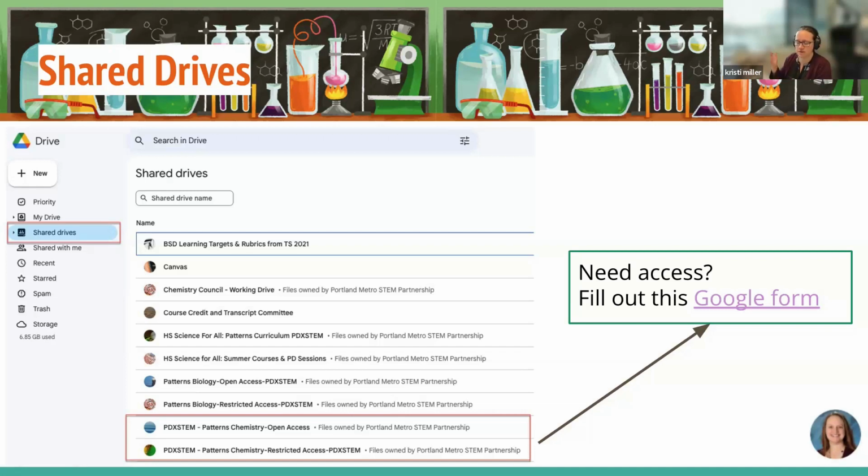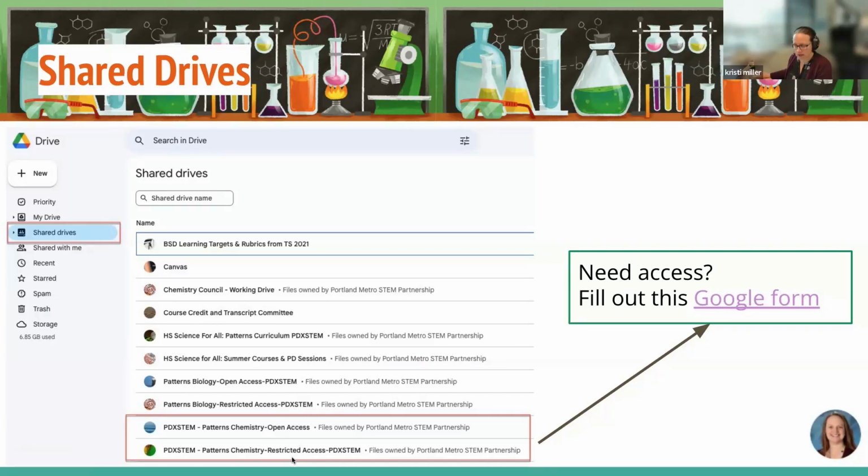It might just be something that you overlooked. So here's a screenshot of how to get to it. It's in the shared drives now, and you'll see it's called Patterns PDX STEM, Patterns Chemistry. There's the open access and there's the restricted access. Those are the two file names that you're wanting to look for.